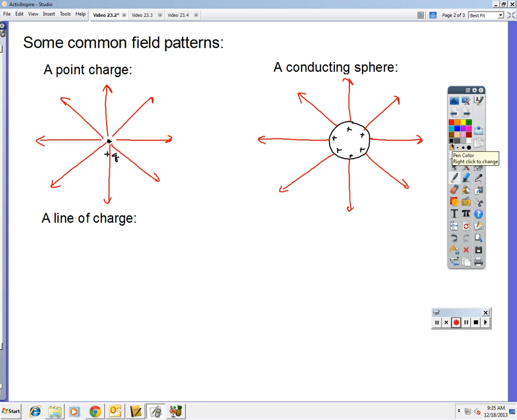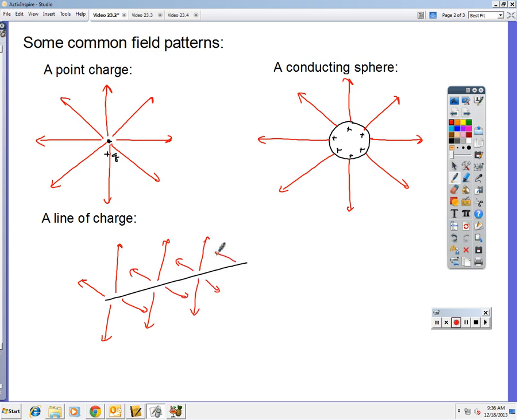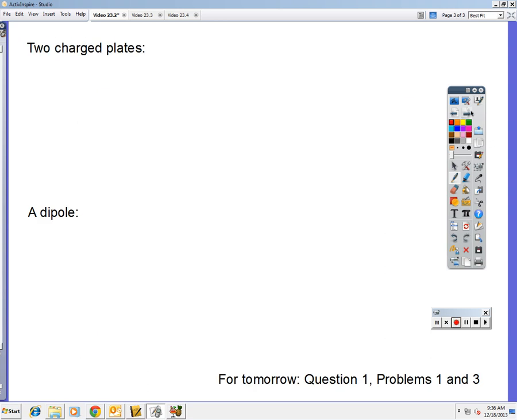If you have a line of charge, so charge spread out in a line like this, the field lines will point radially outward from it, like that. You can think of it as a long string of point charges, but that's what the field lines look like.